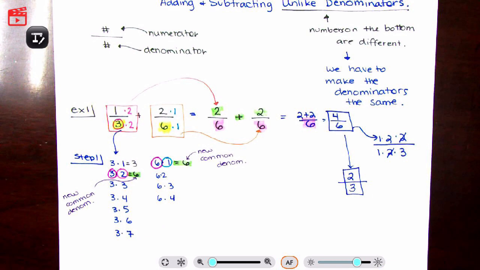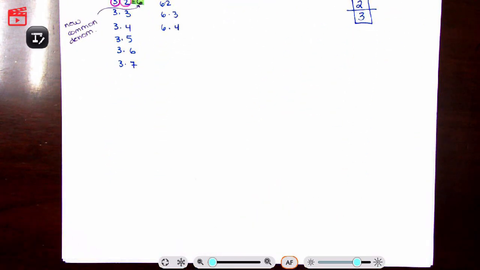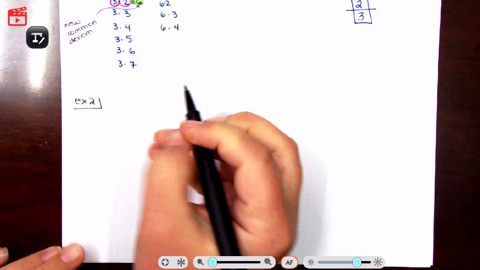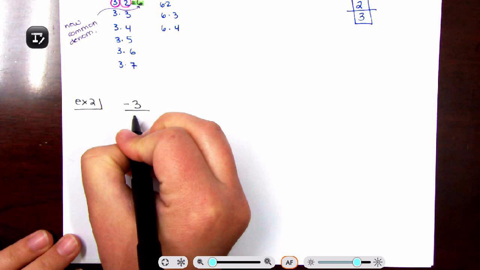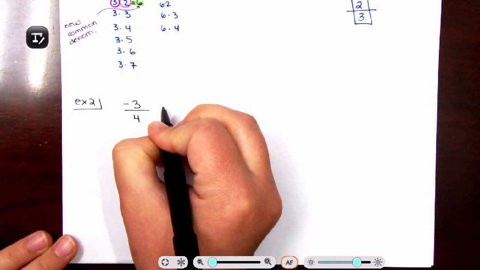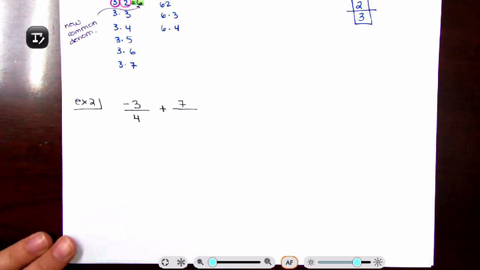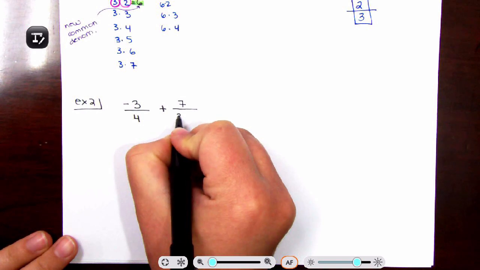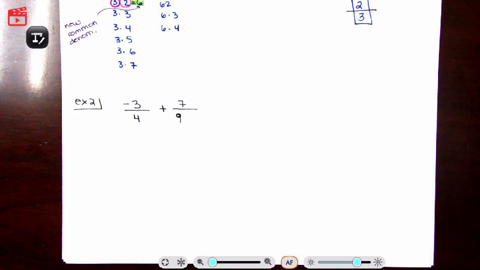Let's do that again. It's a little bit more challenging than before, so I'm going to try to take the next example a little bit slower. Let's do something with a negative. -3/4 plus 7 over 9. Let's do 9 instead. 36 seems like it's a big number.